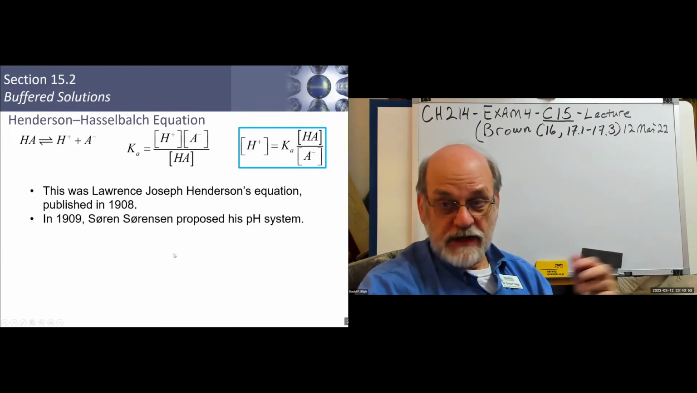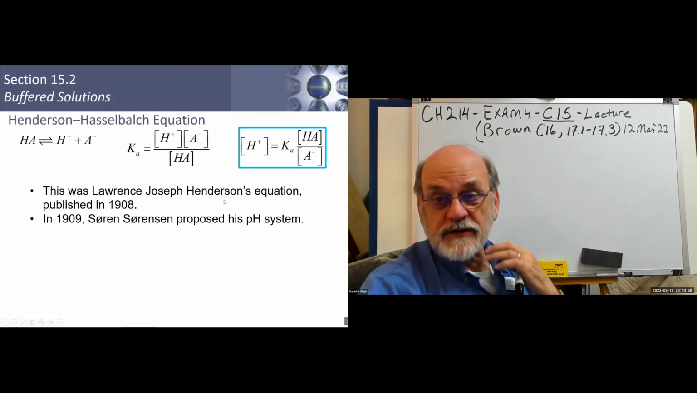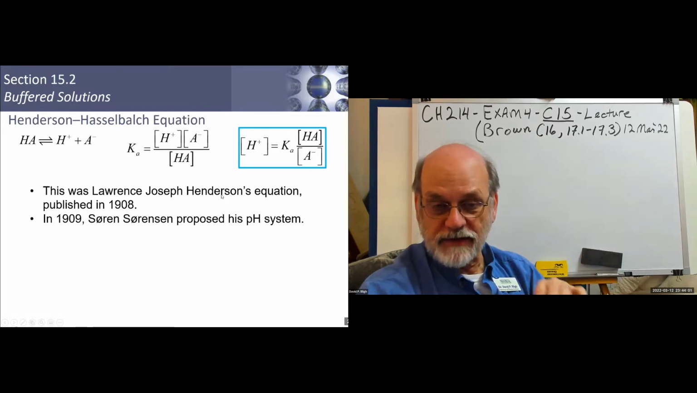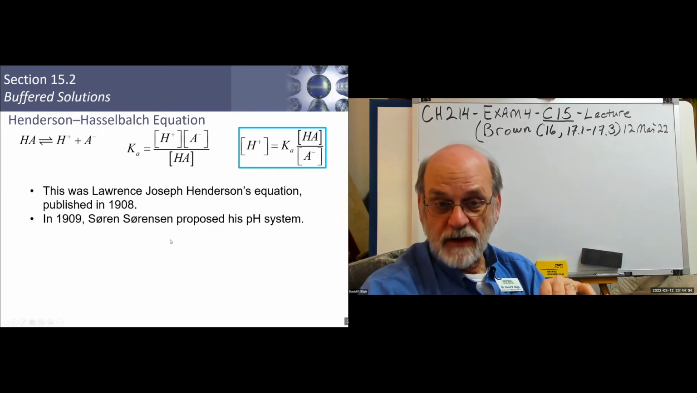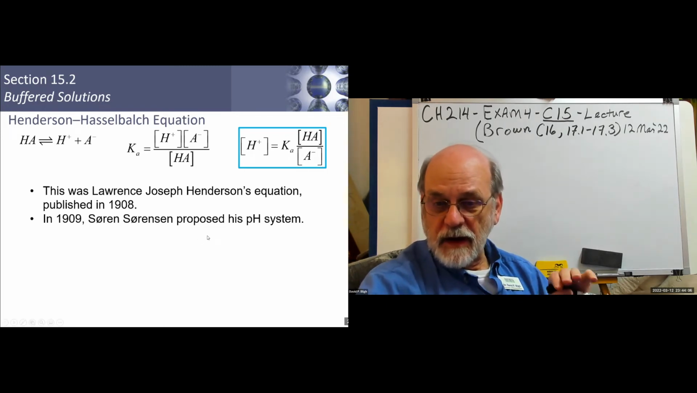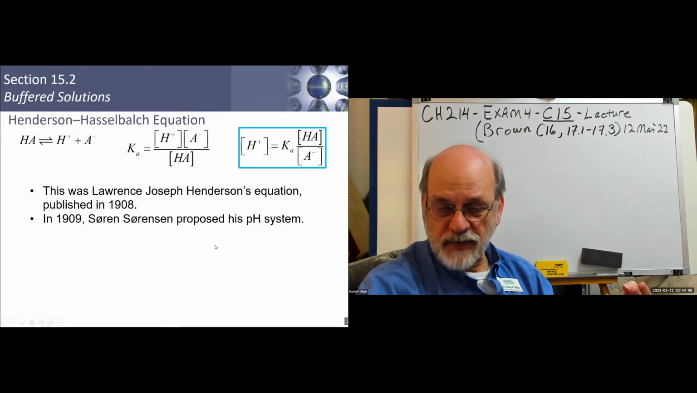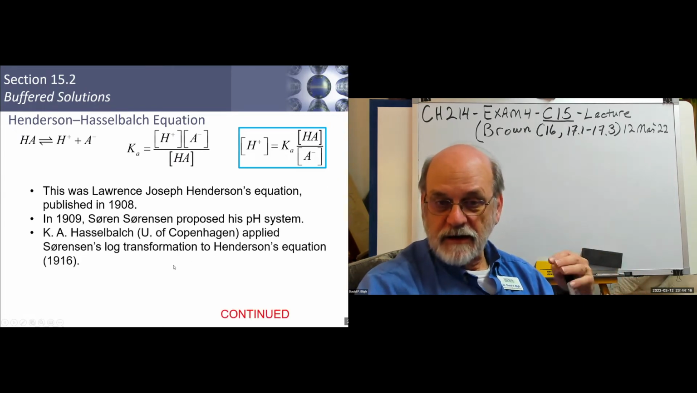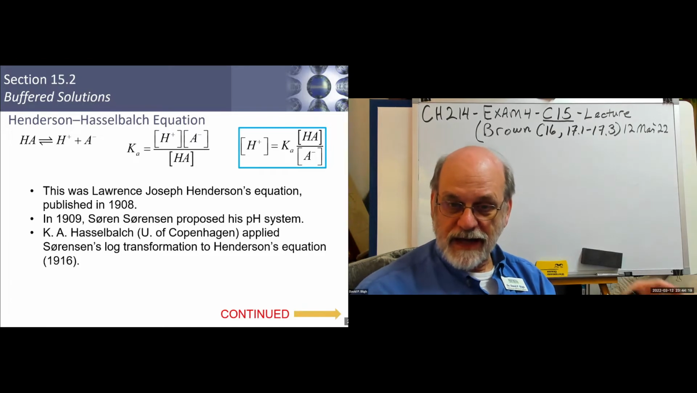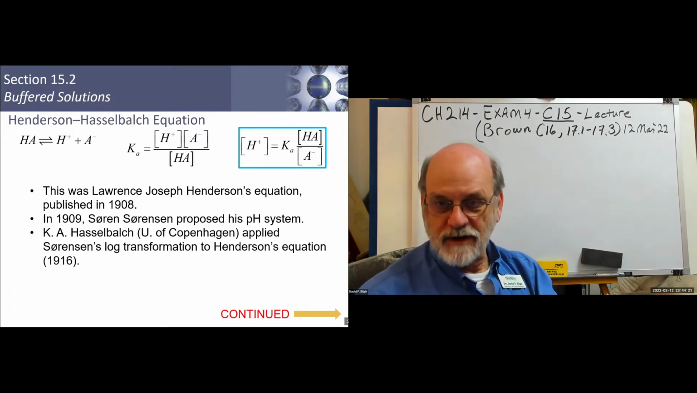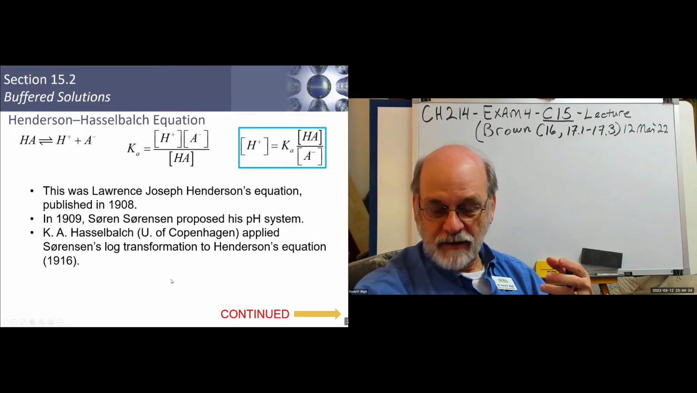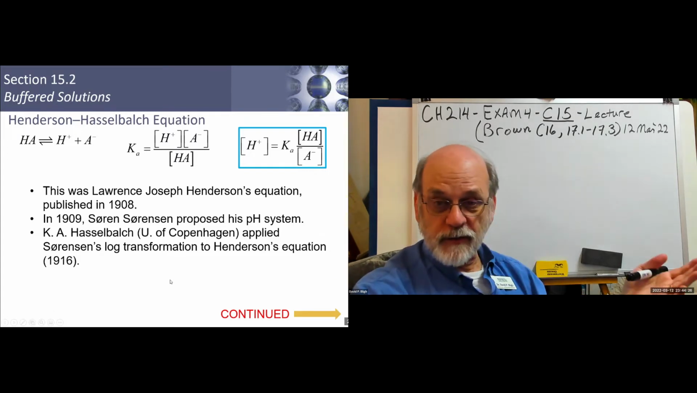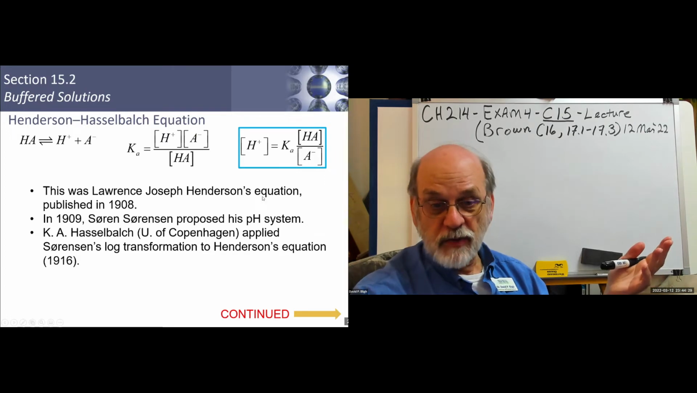Then, just a year later, see, the concept of pH was not available at the time Henderson proposed this equation. A year later, Sorensen presented the pH system, the pH calculation, and Hasselbalch took Henderson's work and applied the pH approach to that equation. He just did the log transformation for this first equation in the blue box.